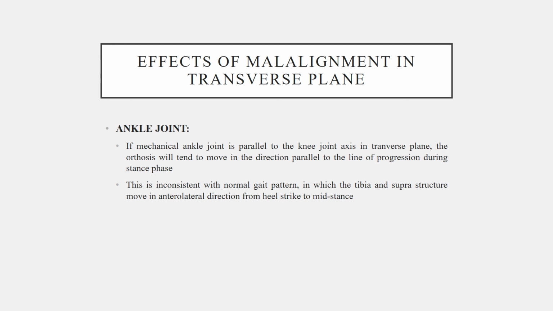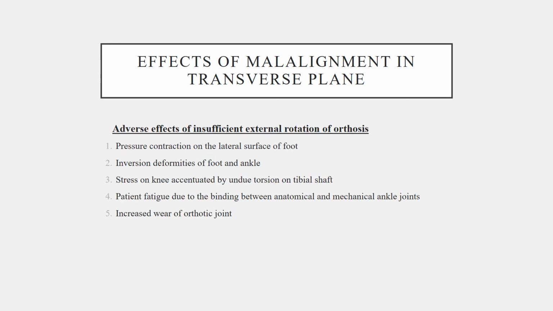This is inconsistent with the normal gait pattern in which the tibia and all suprastructure move in an anterolateral direction from heel strike to mid-stance. Adverse effects of insufficient external rotation of the orthosis. There will be pressure concentration on the lateral surface of the foot as the normal tibial torsion is blocked. Inversion deformities of the foot and ankle, stress on the knee accentuated by undue torsion of the tibial shaft, patient fatigue due to the binding between anatomical and mechanical ankle joints, and increased wear of the orthotic joint.